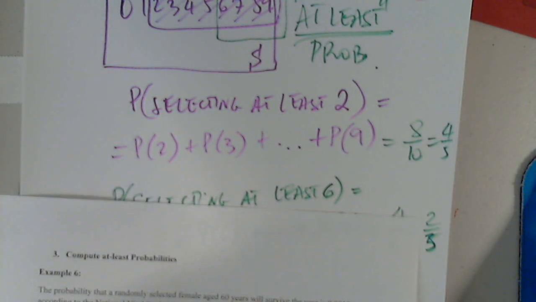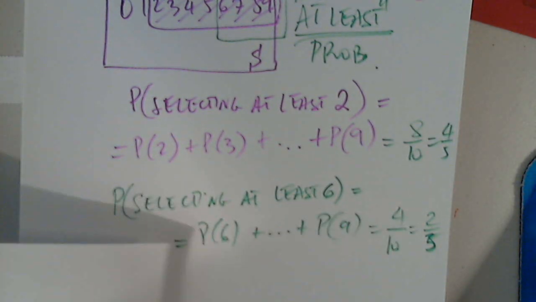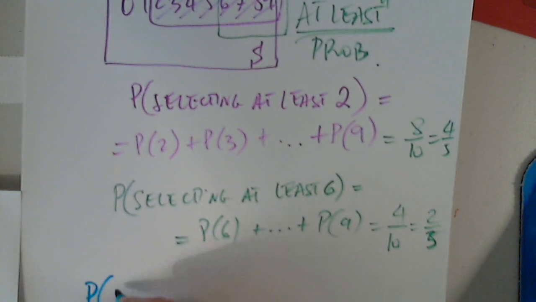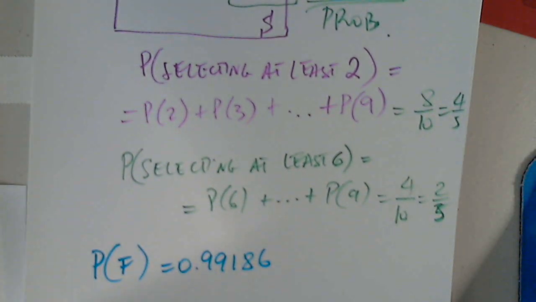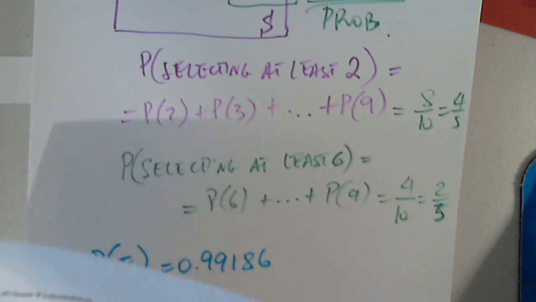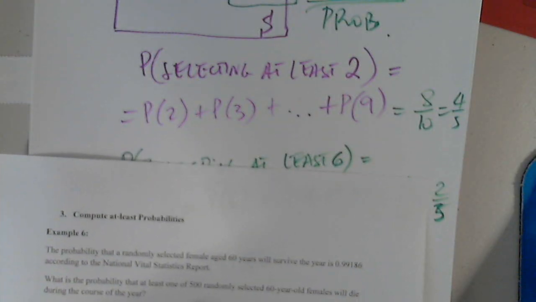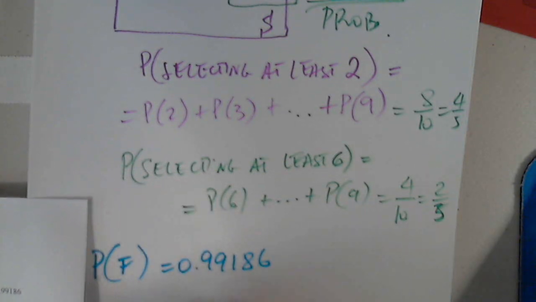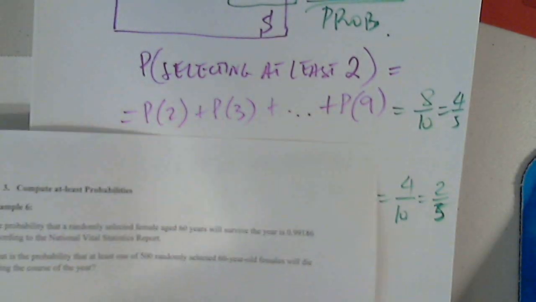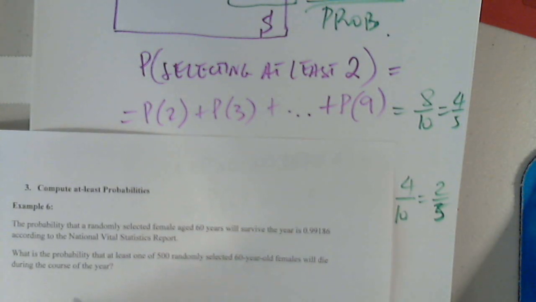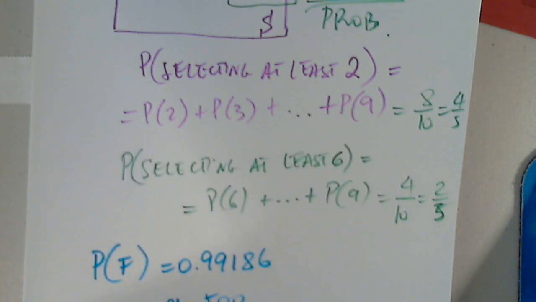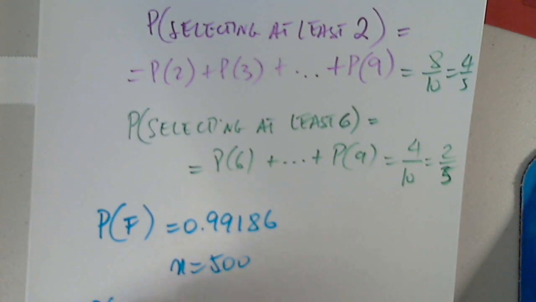The probability that a randomly selected female aged 60 years will survive the year is, so the probability for a female is 0.99186. What is the probability that at least one of 500, so n equals 500, one of 500 randomly selected 60-year-old females will die during the course of a year? So the probability, at least one will die.